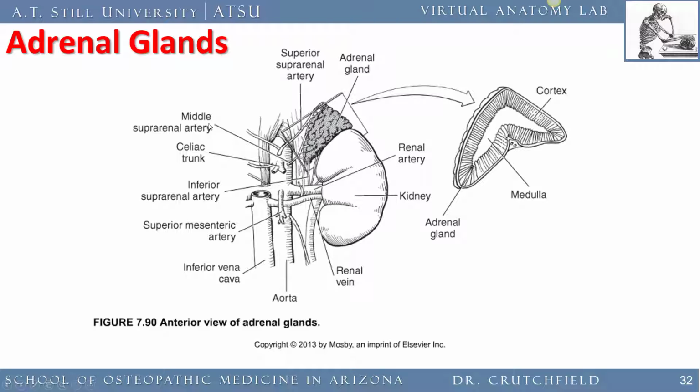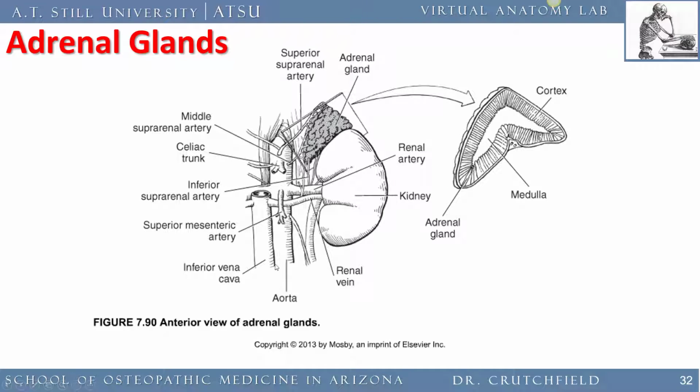So here's a good example. The middle suprarenal artery coming directly off the aorta. Here's a superior suprarenal artery, which has branches that come off the inferior phrenic artery. But look at the shape of our adrenal gland, sort of this pyramid shape. The cortex is out here. The medulla is on the inside. And the cortex of the adrenal gland is responsible for creating corticotropic hormones such as cortisol. And then medulla is responsible for making things like epinephrine.